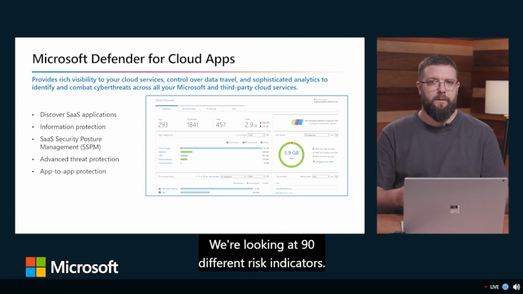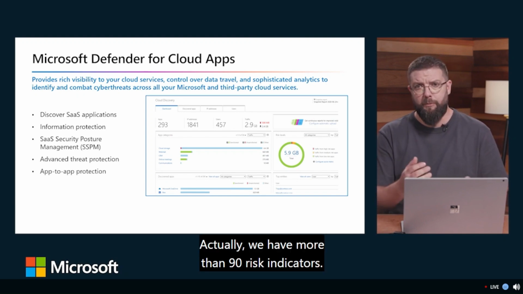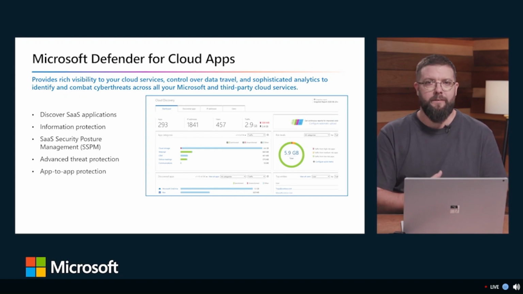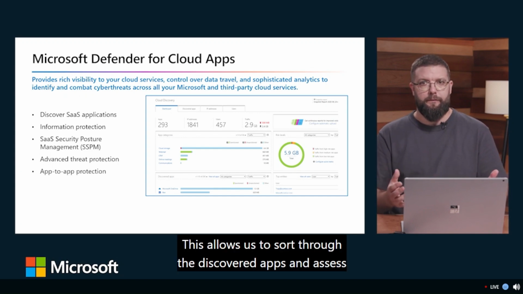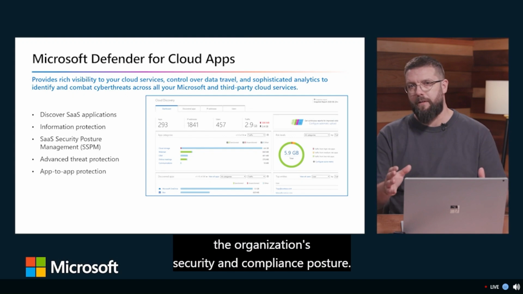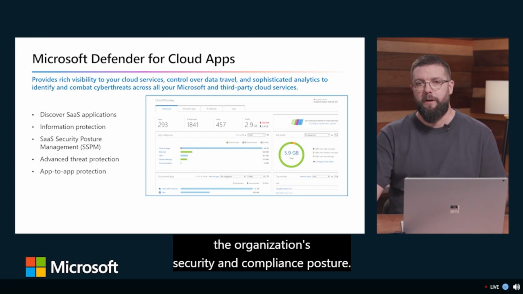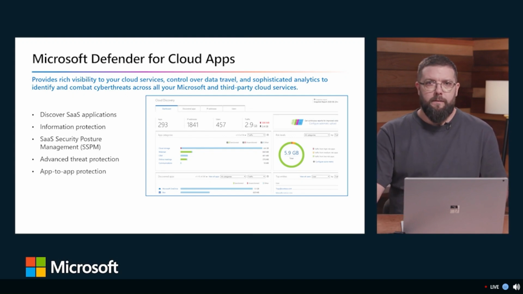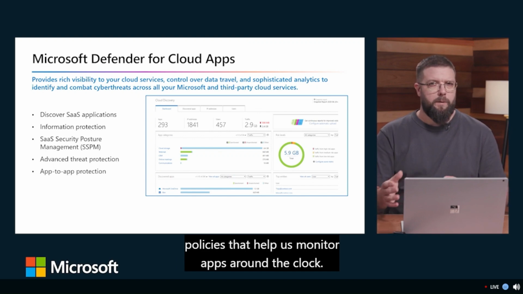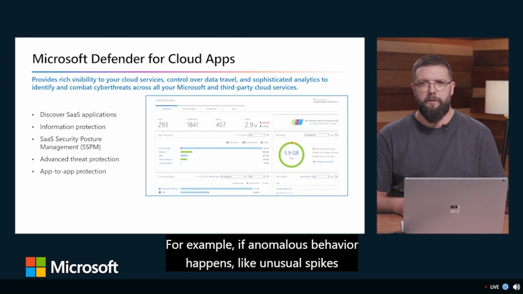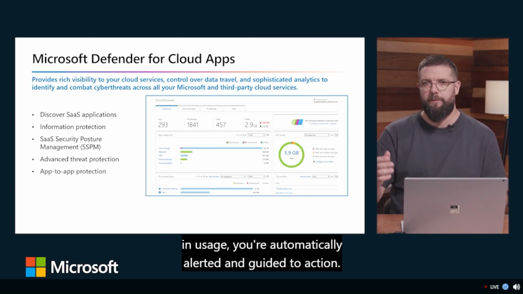Essentially what we're doing is evaluating and assessing the current discovery of those applications, and we're looking at 90 different risk indicators. Actually, we have more than 90 risk indicators. This allows us to sort through the discovered apps and assess the organization's security and compliance posture. We can also use this to set our policies, and that helps us monitor apps around the clock. For example, if anomalous behavior happens, like unusual spikes in usage, you're automatically alerted and guided to action.